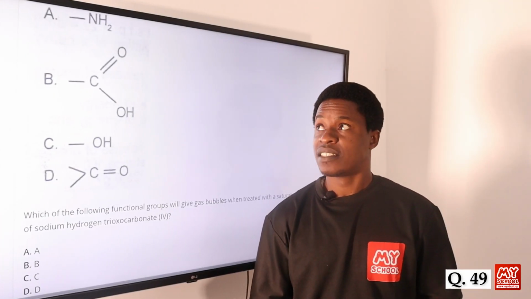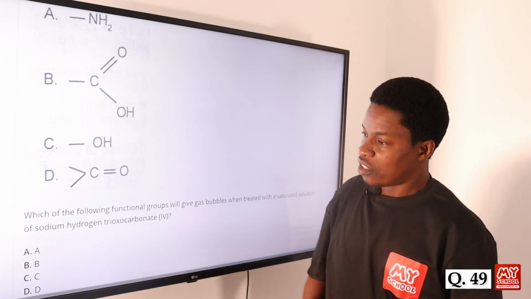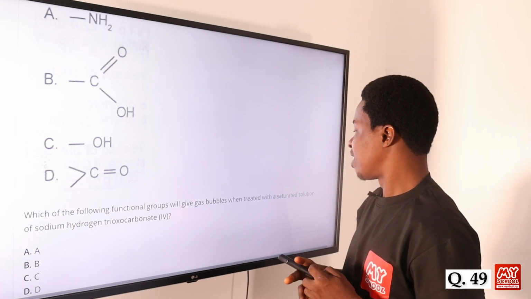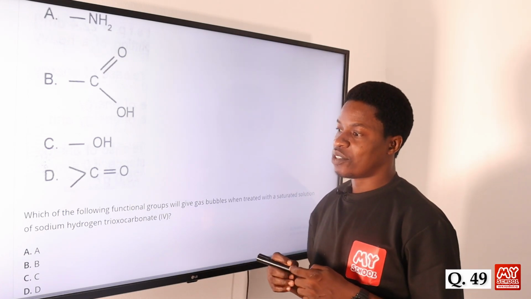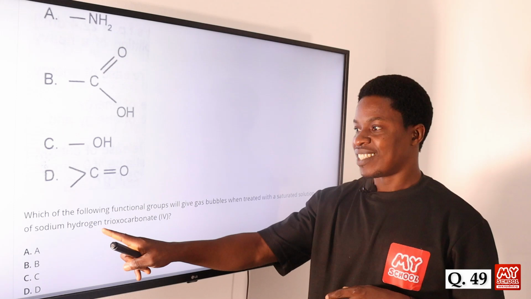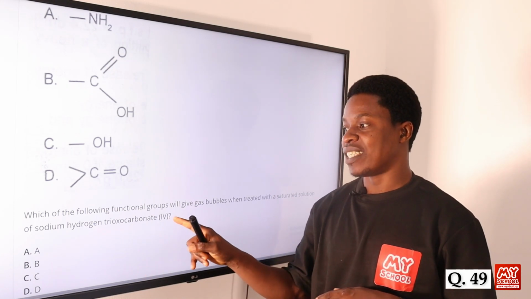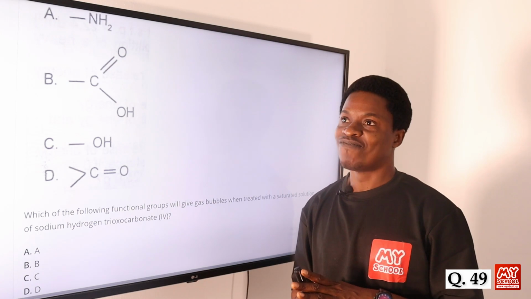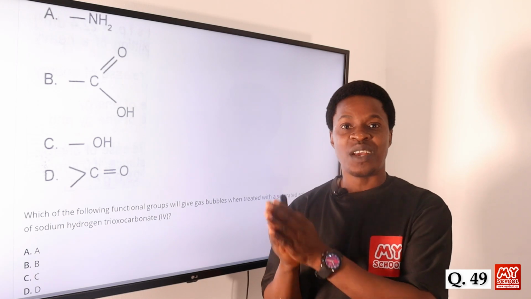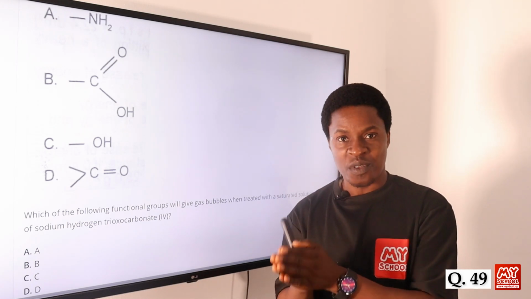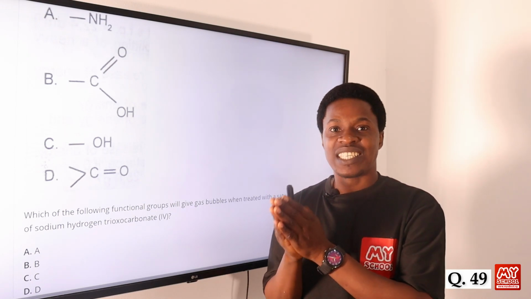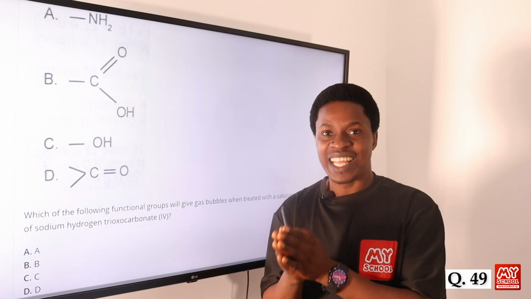Question number 49. We have options A, B, C, D. What's the question? Which of the following functional groups will give gas bubbles when treated with a saturated solution of sodium hydrogen carbonate? Once you see sodium hydrogen carbonate, a carbonate, we usually know, just like a confirmatory test, that when an acid reacts with bases, salt and water are usually formed. When an acid reacts with metals, hydrogen gas must be given off. We know that they are confirmatory tests.